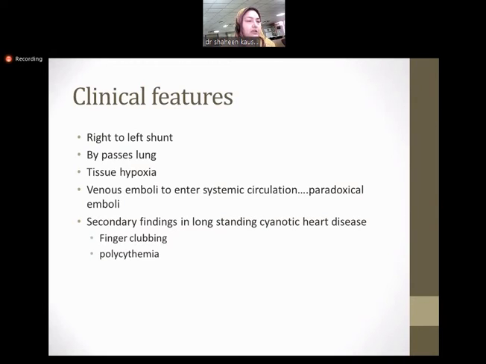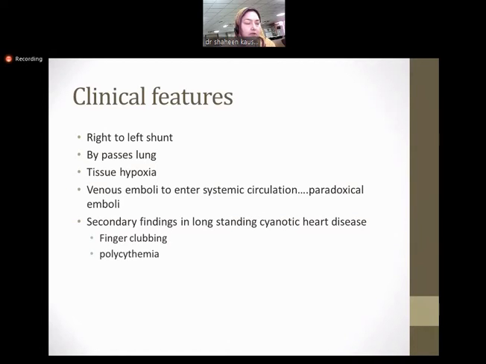The main feature of the right to left shunt is bypassing of the lung, and there is tissue hypoxia. Venous emboli can enter into the systemic circulation, called paradoxical emboli. A secondary finding in case of right to left shunt is long-standing cyanotic heart disease. It leads to finger clubbing, of the fingers of the hand and foot, and polycythemia.